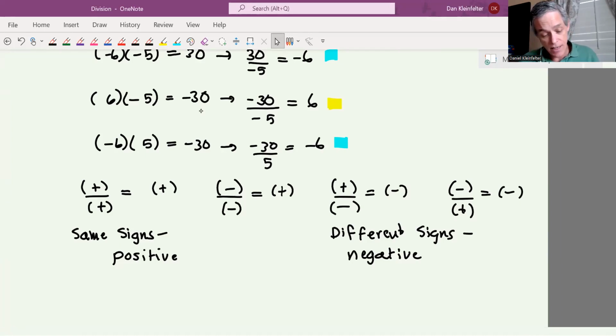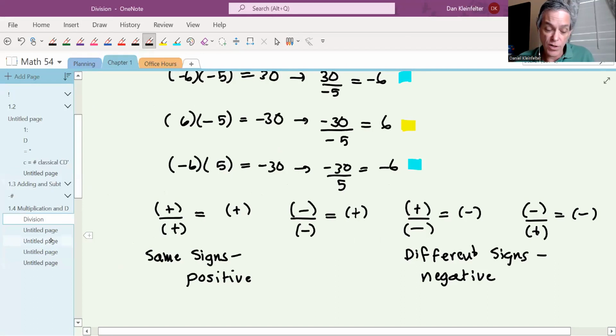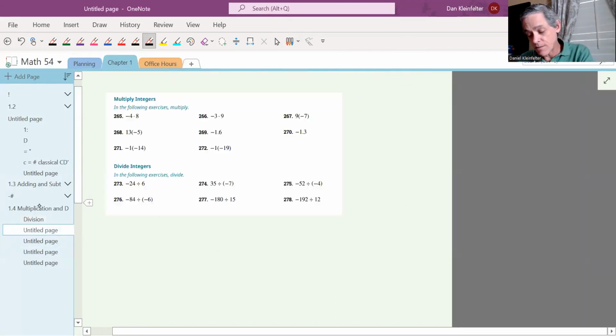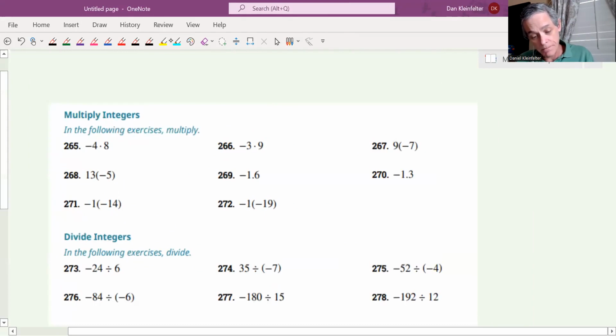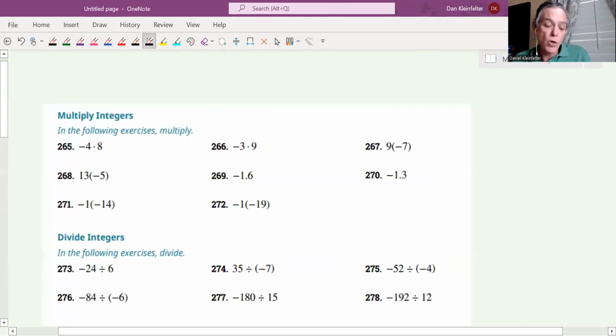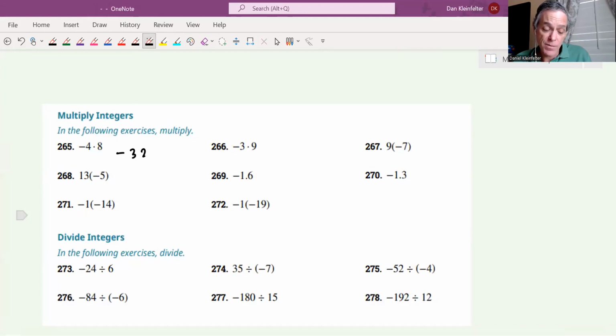All right, so that's virtually all of the instruction for this section. The rest we want to see is examples. So let's take a look at some examples. Negative 4 times positive 8 will be negative 32. Let's just do every other one, the odd numbers. Negative 1 times negative 14 will be positive 14. 269 looks like a typo, so we won't do that. Negative 3 times 9 is negative 27.